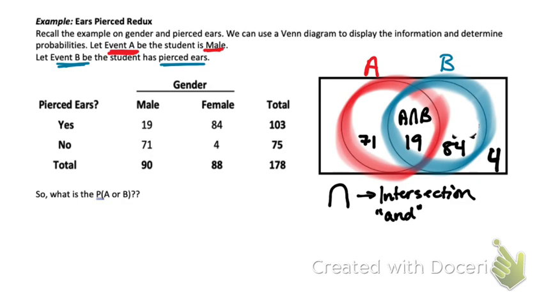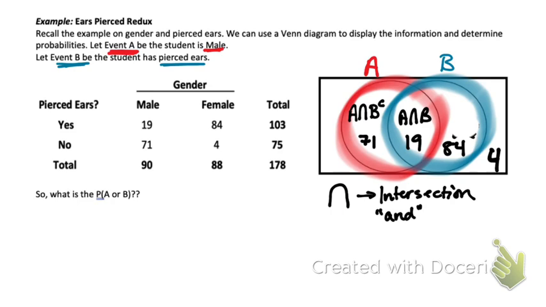Alrighty. Tell me in words what's going on with these 71 people right here. Those are males that do not have their ears pierced. So these are A, but not B. So this would be A and B complement. This is A and B complement. So they are in the A circle and they are not in the B circle.